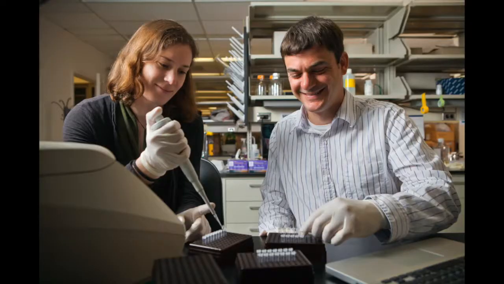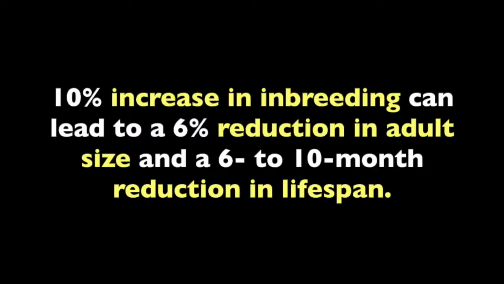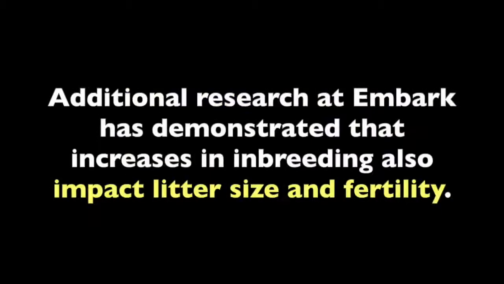Research from our Chief Science Officer Adam Boyko's lab at Cornell has shown that a 10% increase in inbreeding can lead to a 6% reduction in adult size and a 6 to 10 month reduction in lifespan. Additional research at Embark has demonstrated that increases in inbreeding also impact litter size and fertility. These risks can occur from both classical line inbreeding and from inbreeding in small populations where most individuals are not so distant relatives.